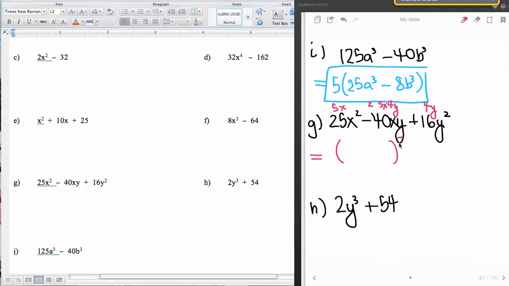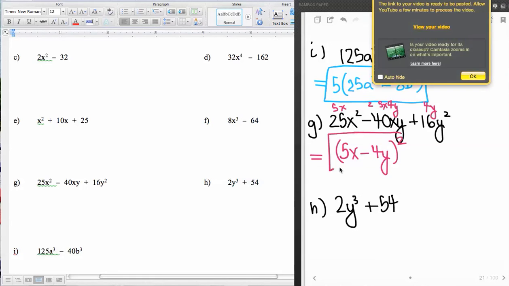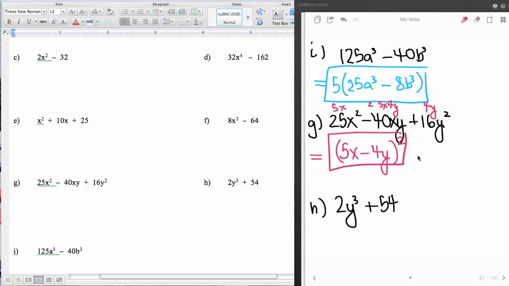Remember, perfect square trinomials get small when we factor them. So we have the root, and we have the root, and then we have the middle sign in the middle. And there we go. That is our perfect square trinomial factored.